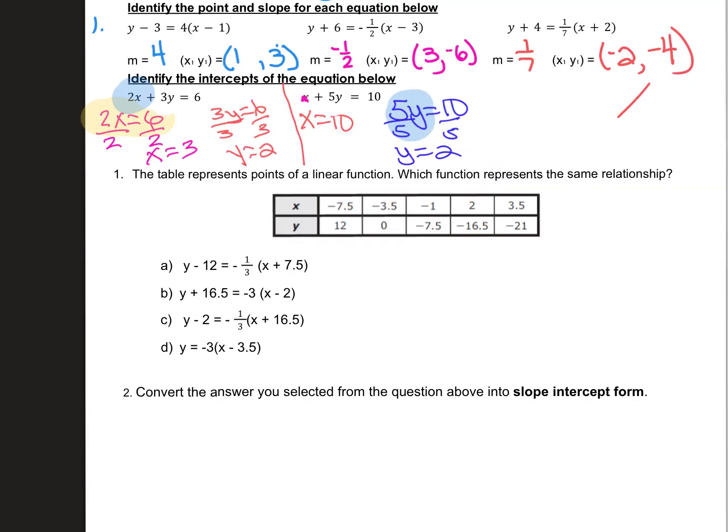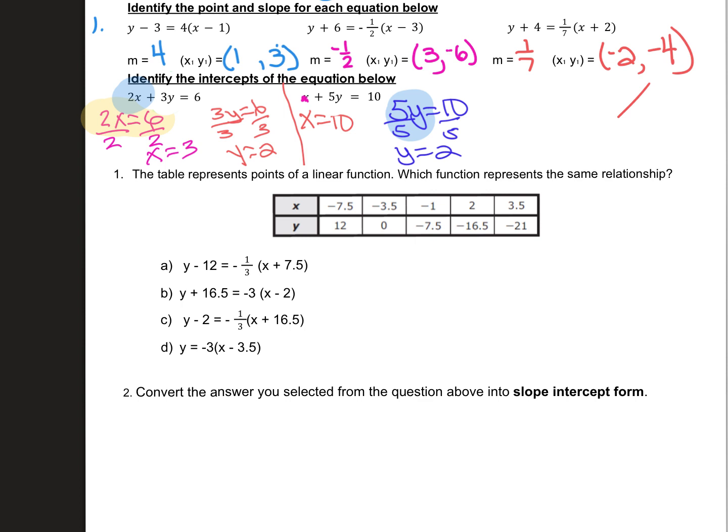So let's take a look at some questions. On question number 1, I have a table, and it's asking me which function represents the same relationship. The first thing I'm going to do is go ahead and look at my answer choices. What I notice about my answer choices is that they are all in that point slope form, okay?